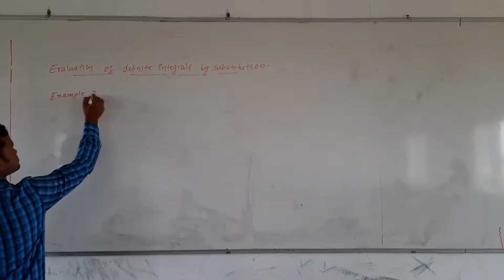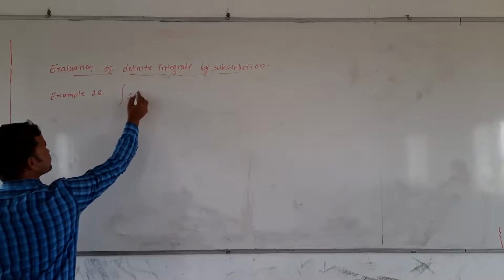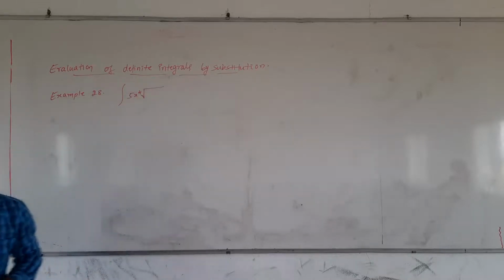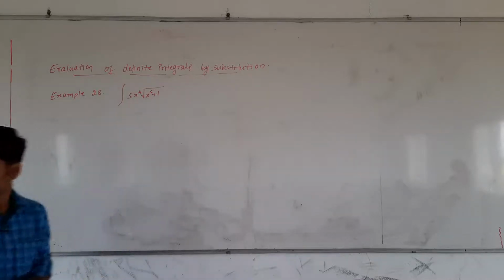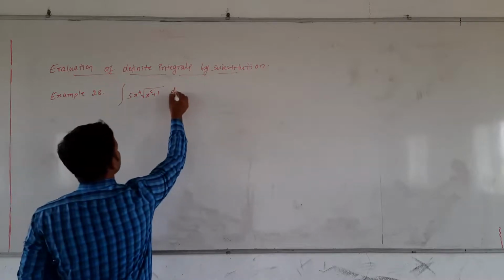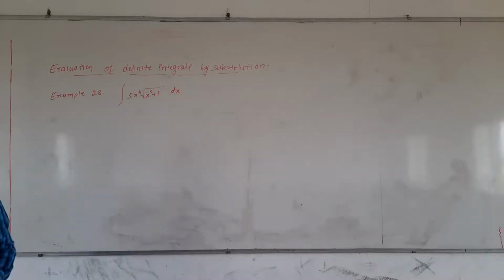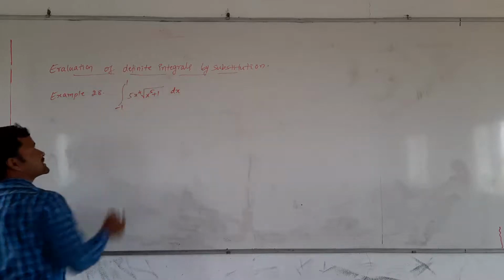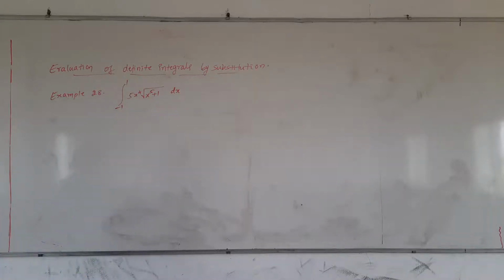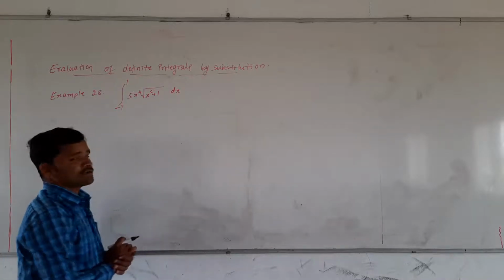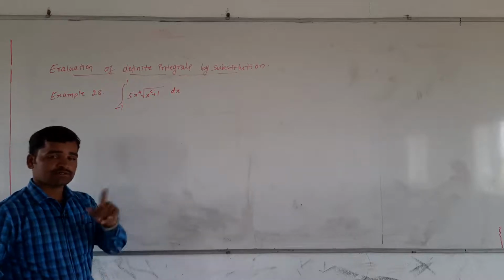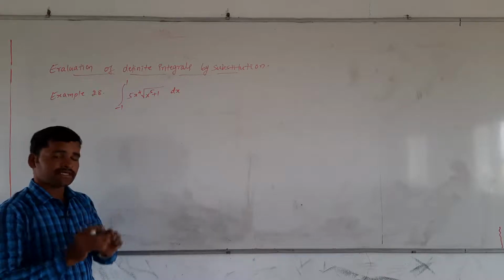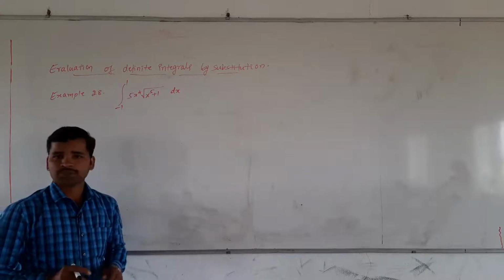Example 28 is given as the integral of 5 into x raised to 4 into square root of x raised to 5 plus 1 into dx from minus 1 to plus 1. Just look into the problem, and see how we can solve it by the method of substitution. They will not mention to solve by this method or that method. Looking into the problem, you should come to know which method to use here.